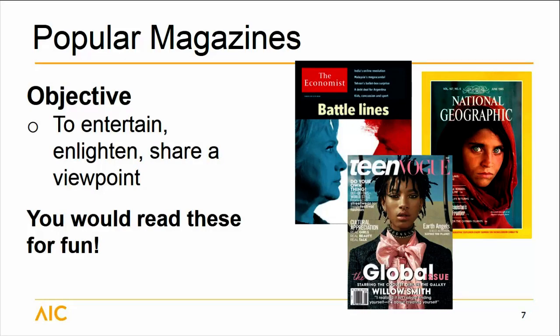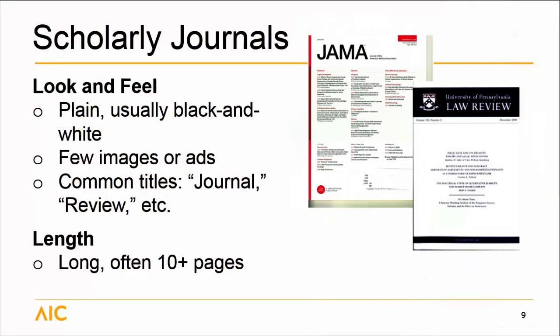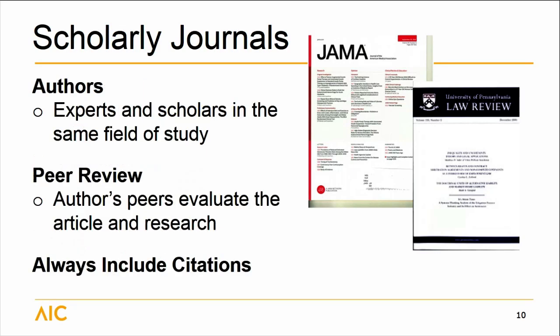This is a stark contrast to scholarly journals, which are usually printed in black and white with few images or ads. The articles in these journals tend to be long. Scholarly articles usually contain an abstract, which tells you in 300 words or fewer what the article is all about. And the authors of these articles are usually experts and scholars in the same field of study.